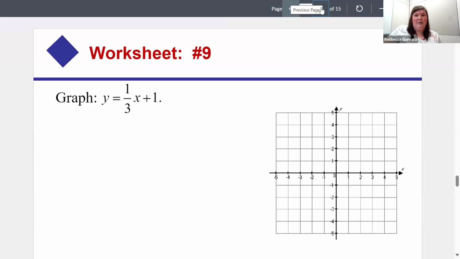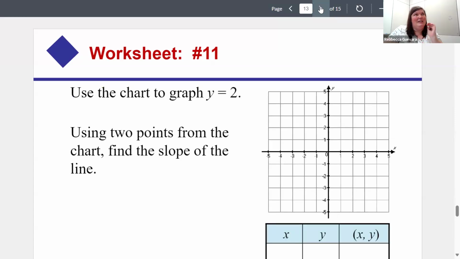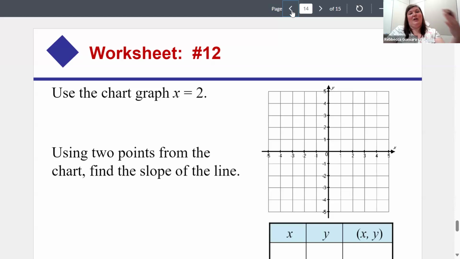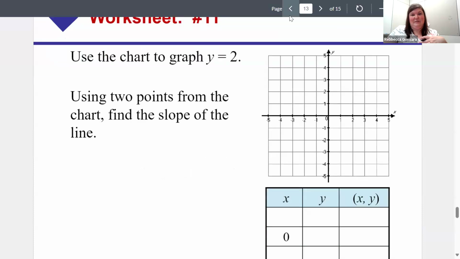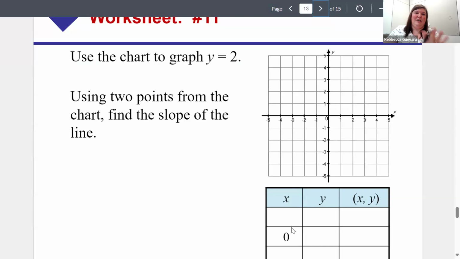But if you take a moment here, you should have 9, 10, 11, 12, 12 of them. So work through 9 through 12 on your worksheet. Some of these last two, as you notice, I give you this down here. These are going to be some of your unique cases. That's why this is provided to help you graph the line, because you're not going to be able to find two intercepts.